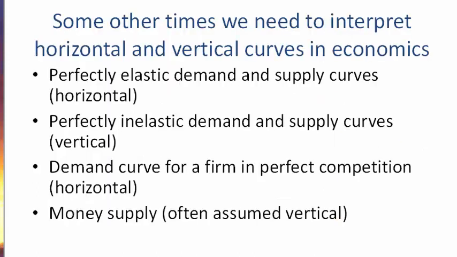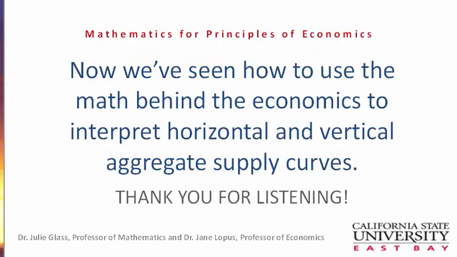So what are some other times that we have horizontal and vertical curves? Some important examples include perfectly elastic and perfectly inelastic demand and supply curves. We have a horizontal demand curve representing a firm in perfect competition, and money supply is often assumed to be vertical. Now we've seen how to use the math behind the economics to interpret horizontal and vertical aggregate supply curves. Thank you so much for listening.